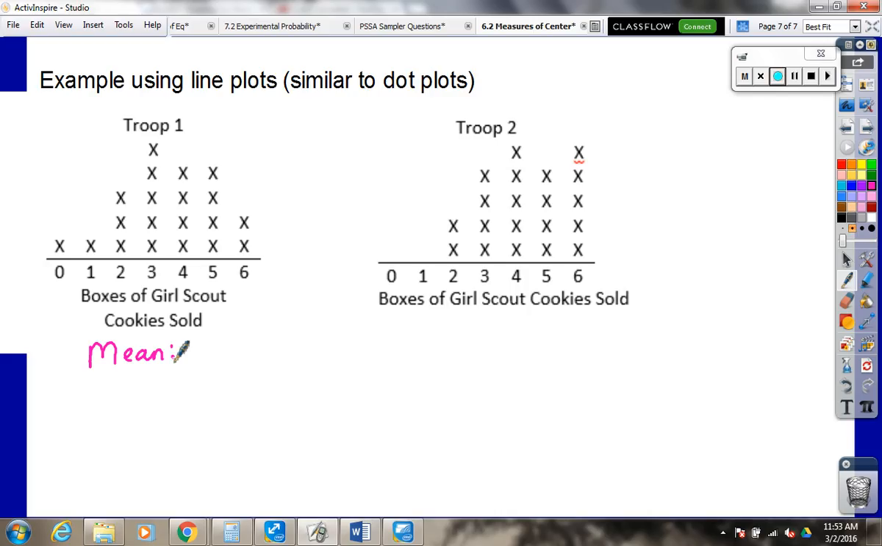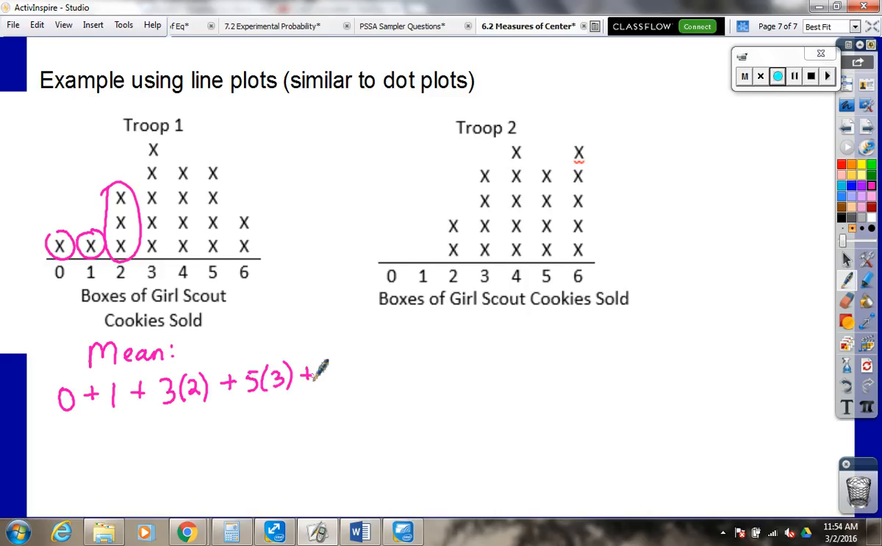Each X tells us that one person sold 0 boxes of cookies. This tells us that one person sold 1 box of cookies. These X's tell us that 3 people sold 2 boxes of cookies. So when we're finding the mean, we add 0 once, plus 1 once, plus 3 2's, so you can do that as 3 times 2. How many 3's do I have? 5. So I can do 5 times 3.